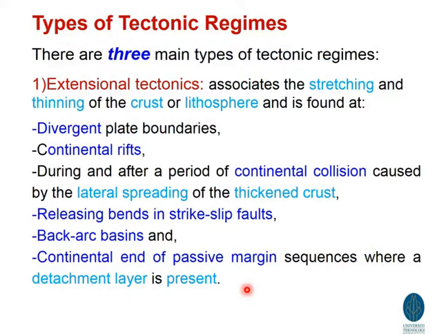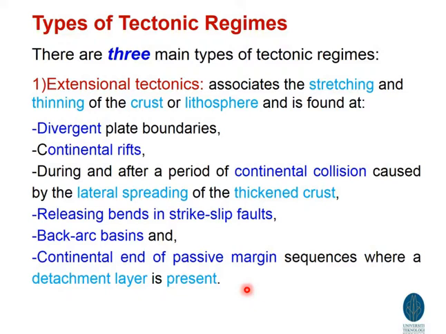There are three main types of tectonic regimes. The first one is the extensional tectonic regime. Second is the compressional or contractional tectonic regime, and lastly the strike slip tectonic regime. The extensional tectonic regime is associated with the stretching and thinning of the crust or lithosphere. It can be found in divergent plate boundaries.